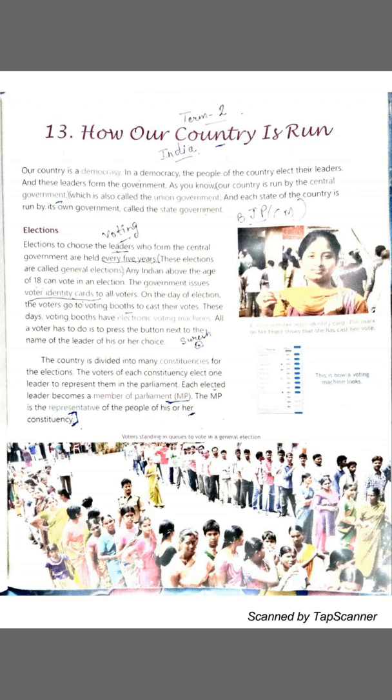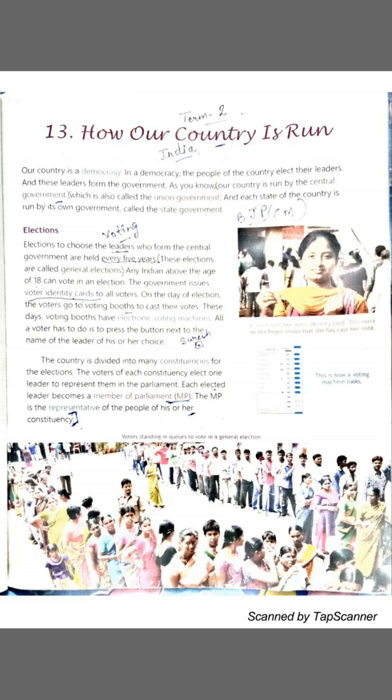Now, what are elections? Elections are done to choose the leaders. In elections, we choose leaders and then they form the central government. The elections take place after every 5 years, and these elections are called general elections.